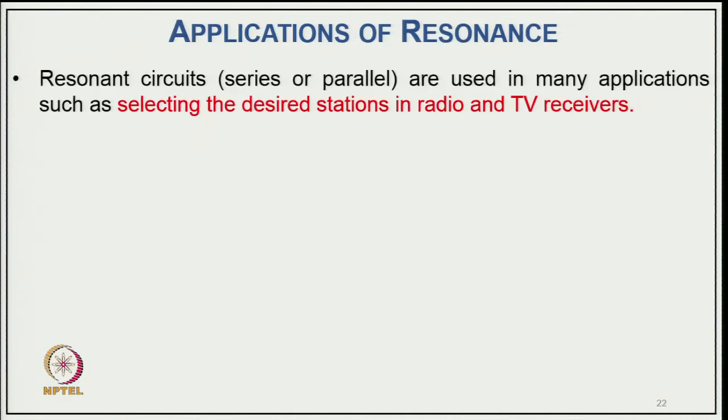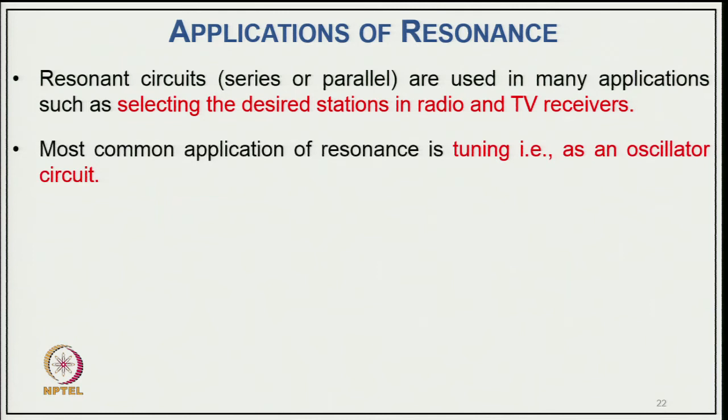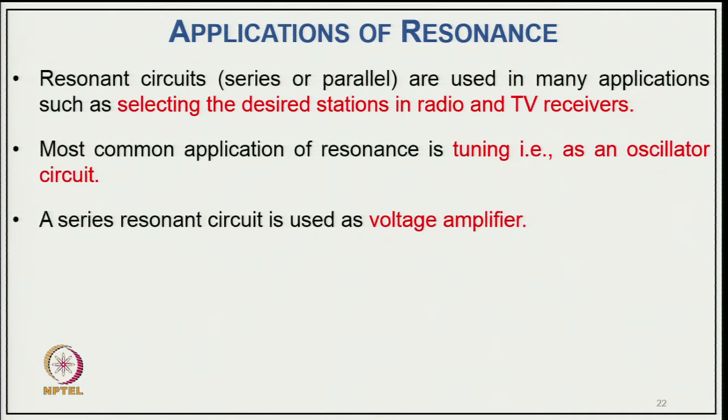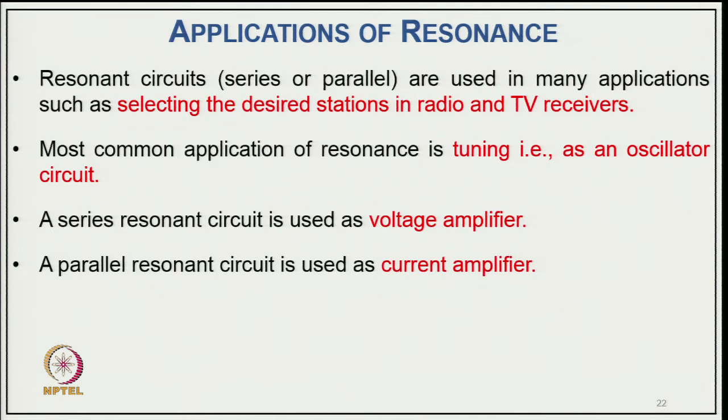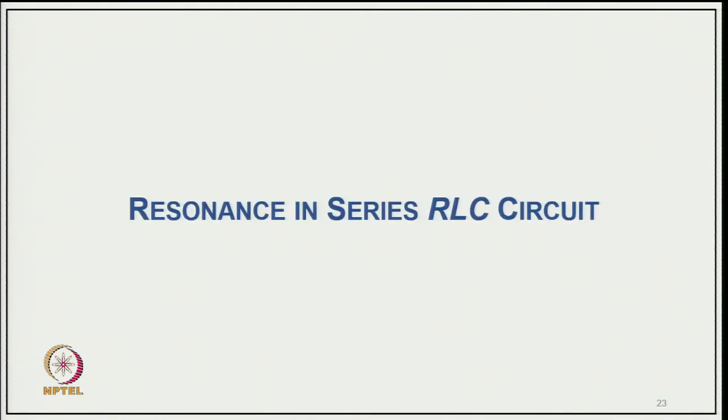Resonant circuits, series or parallel, are used in many applications, such as selecting the desired stations in radio and television receivers. The most common application of resonance is tuning, that is, as an oscillator circuit. A series resonant circuit is used as a voltage amplifier, a parallel resonant circuit is used as a current amplifier, and resonating circuits are used as filters.